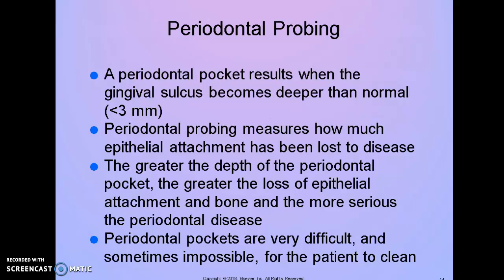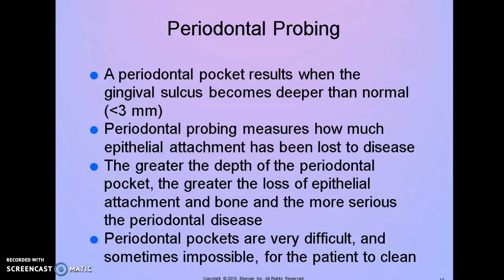When a doctor or a hygienist probes, the pocket results when the gingival sulcus becomes deeper than a normal reading, which is greater than 3 millimeters. So 1, 2, or 3 millimeters is considered within normal limits. Anything above a 3 is considered a periodontal pocket.